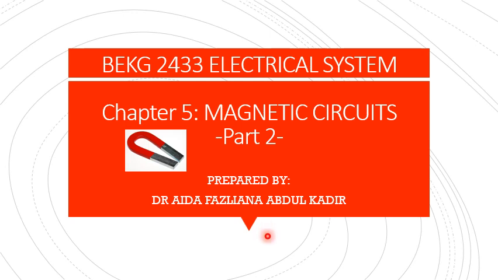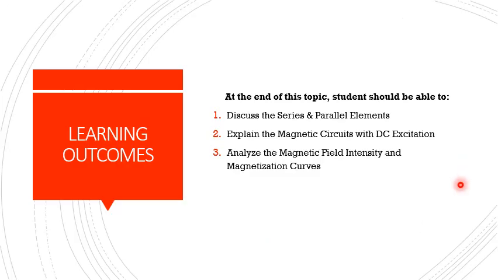Hi guys. Okay, now we move to part 2, chapter 5, magnetic circuit. Okay, learning outcome for this topic. At the end of the topic, students should be able to discuss the series and parallel element, explain the magnetic circuit with DC excitation, and analyze the magnetic field intensity and magnetization curve.